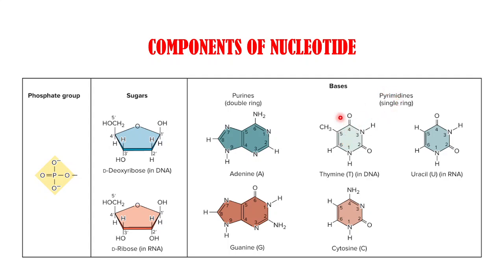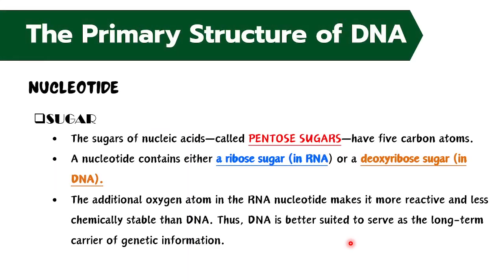And ang examples of purines are adenine and guanine. Tapos, ang examples of pyrimidine are the thymine, which is only present in DNA, the uracil, which is present in RNA, and the cytosine. Okay.